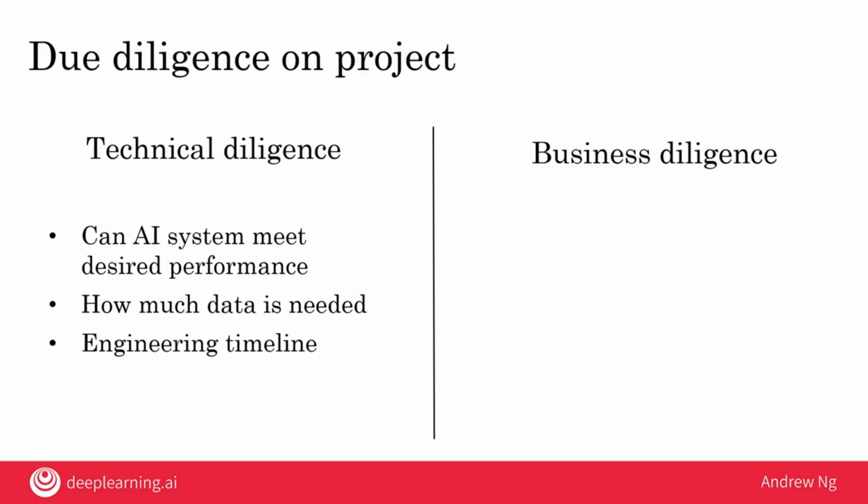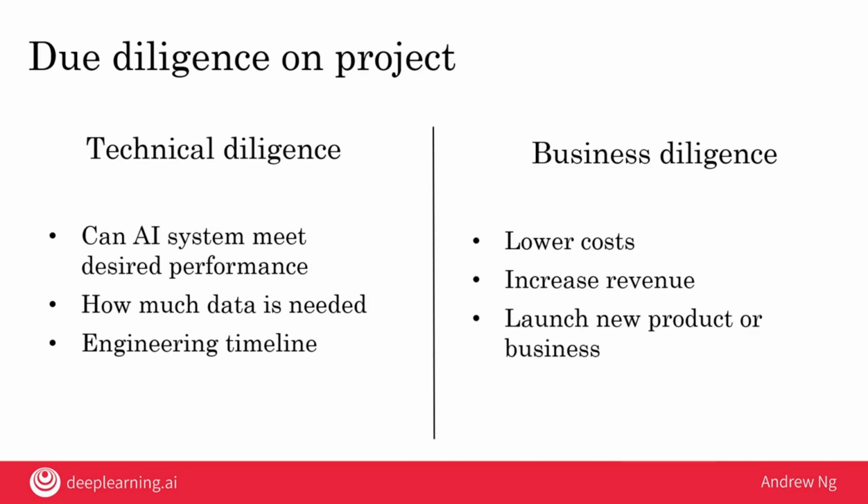In addition to technical diligence, I will often also conduct business diligence to make sure that the project you envision really is valuable for the business. So a lot of AI projects will drive value through lowering costs, for example, by automating a few tasks, or by squeezing more efficiency out of a system. A lot of AI systems can also increase revenue, for example, driving more people to checkout in your shopping cart. Or you may be building an AI system to help you launch a new product or a new line of business.